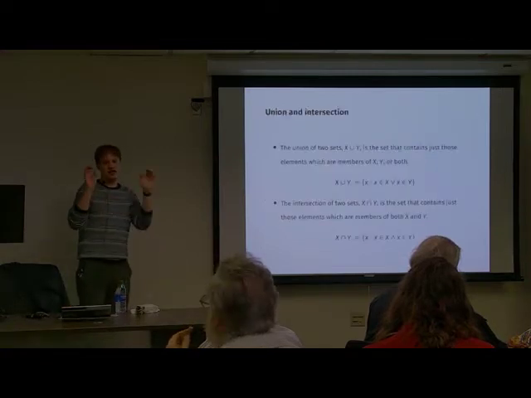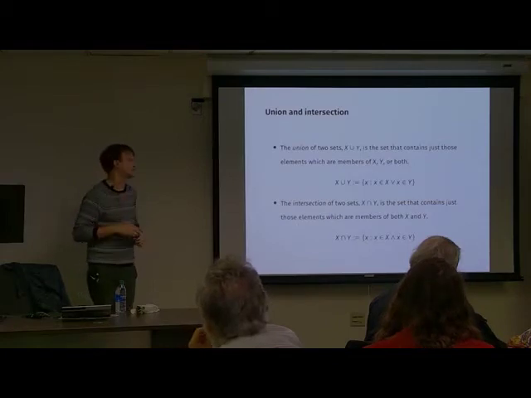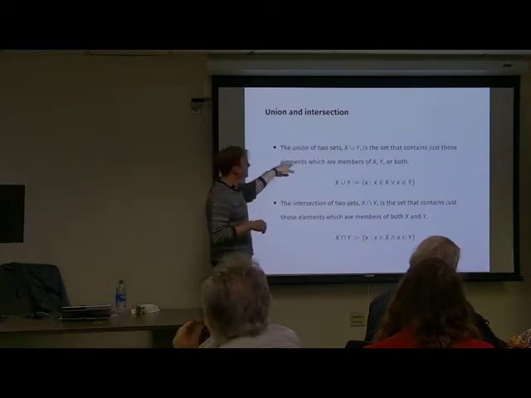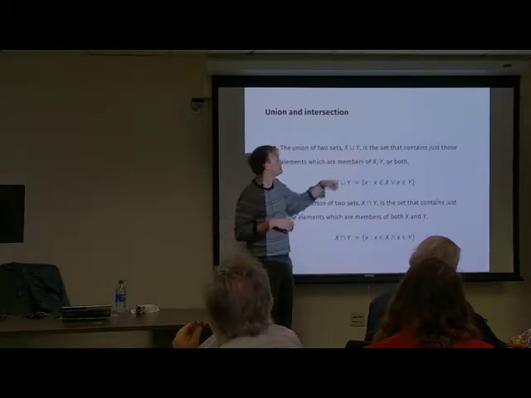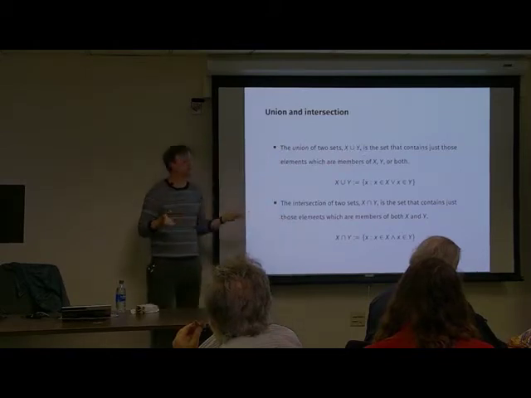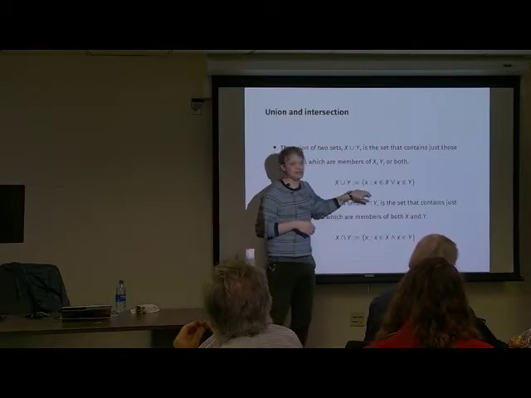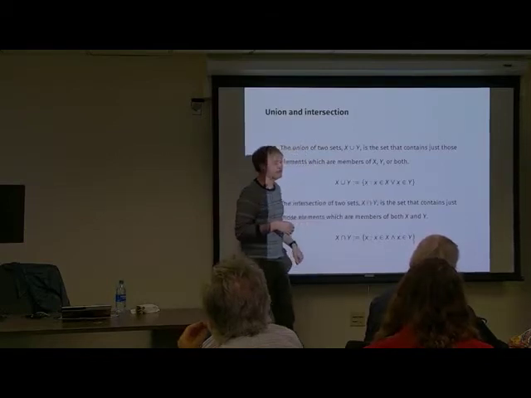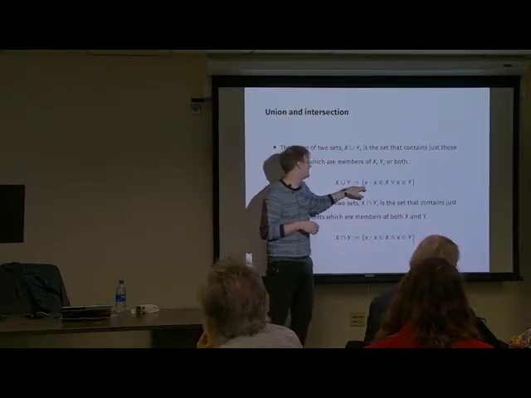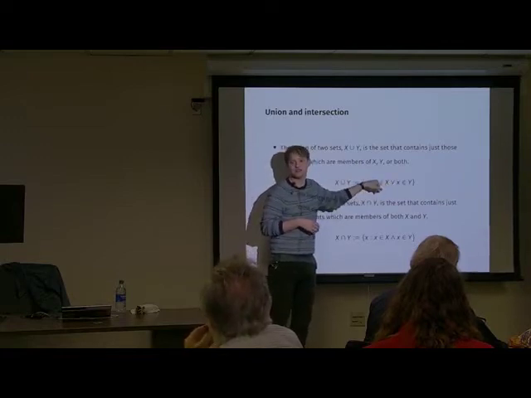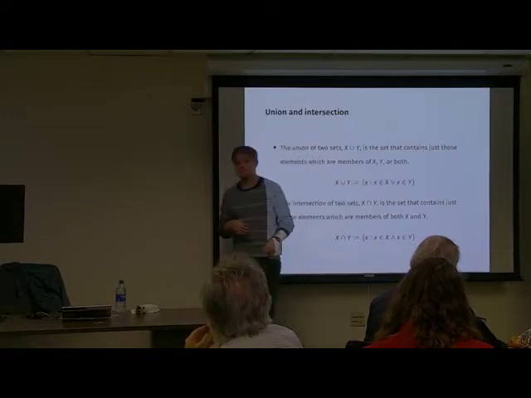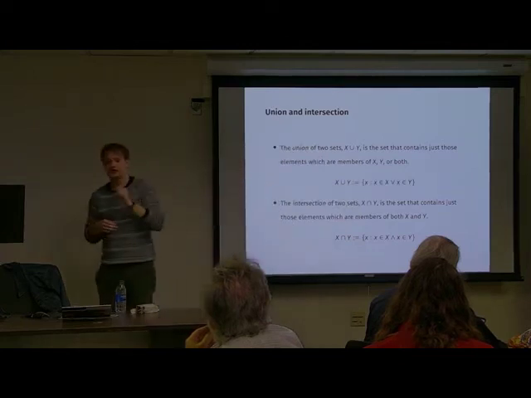We need a handful more logical operations. Let's introduce them. The union of two sets, X cup Y, is the set that just contains those elements which are members of X, Y, or both. This is the so-called intentional notation here, as opposed to listing elements. It says little x is a member of this union if it's in X, in Y, or both.